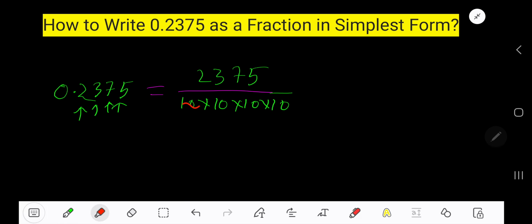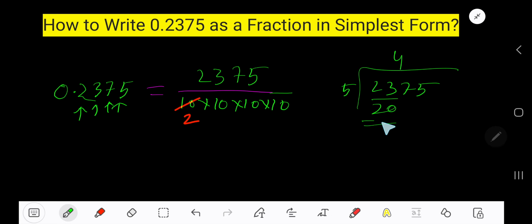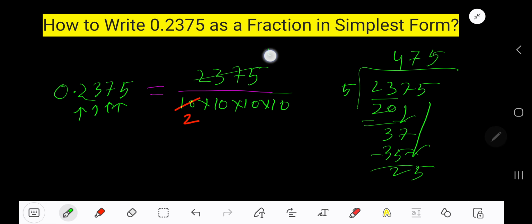If I divide this 10 by 5, I will get 2. And if I divide this number by 5, what will I get? Look here. 5 goes into 23 how many times? 4 times. 4 times 5 is 20. Subtract, 3, bring down this 7. Then 37, 7 times. 7 times 5 is 35. Subtract, bring down this 5. 5 goes into 25, 5 times. So we get 475.